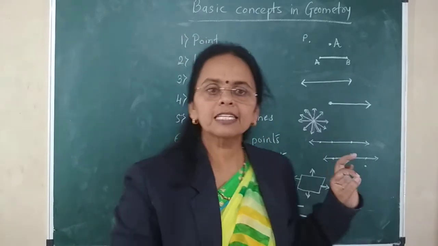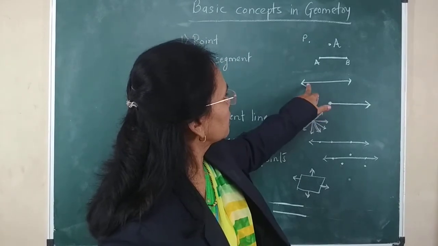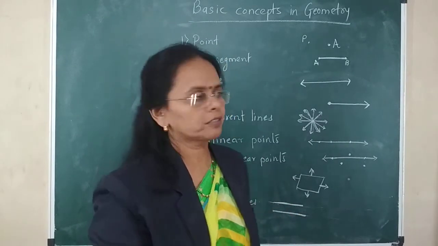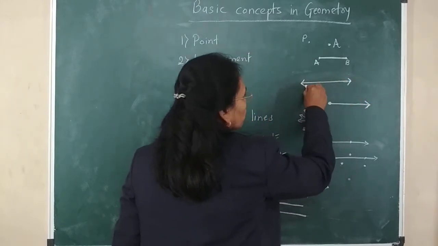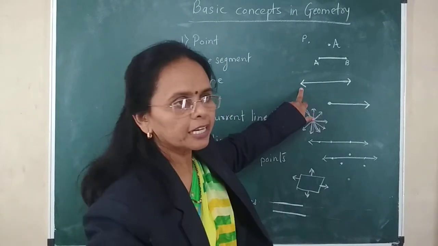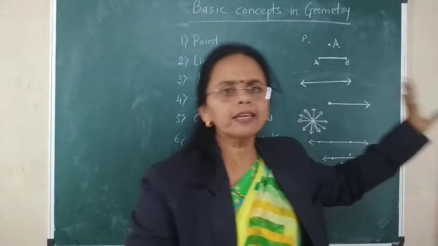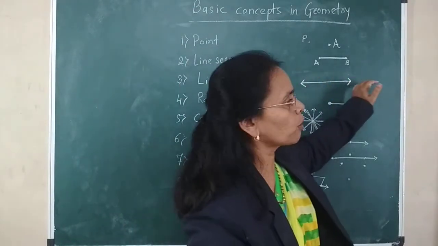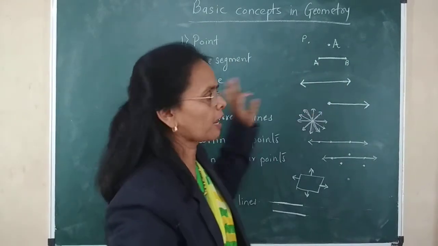Third, we'll see the line. What is a line? A line is what we draw without giving any points. This is the line, and here on both sides we will give an arrow. This arrow indicates that this line can be extended to both sides to any extent. This line goes here to any extent, and this line also goes in this direction to any extent. This is called a line.